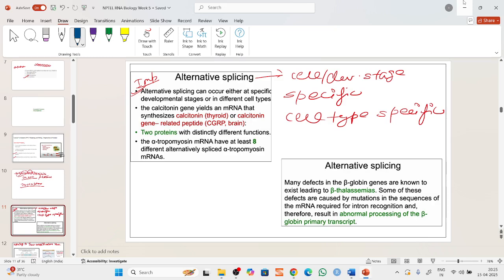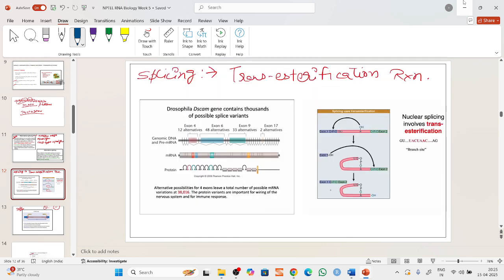Then alternative splicing has many examples in real life. Some of the examples that we have studied: it can occur at specific developmental stages, for example calcitonin and calcitonin gene related peptide. Alternative splicing has other examples like beta thalassemia and others. So these are the examples of alternative splicing.